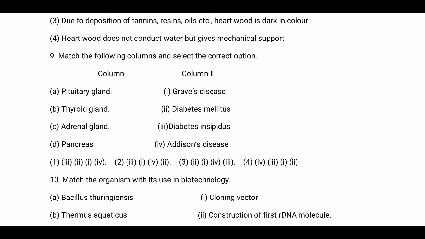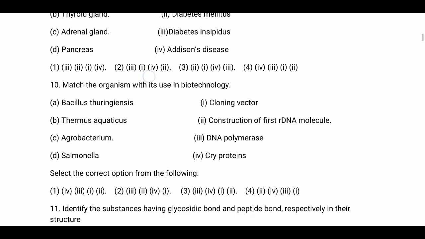So pituitary gland, if you basically talk about it, is related to diabetes insipidus, that is posterior pituitary ADH hormone. Thyroid gland is related to Graves' disease. Adrenal gland is related to Addison's disease. Pancreas is related to diabetes mellitus. So the right answer should be the second option.